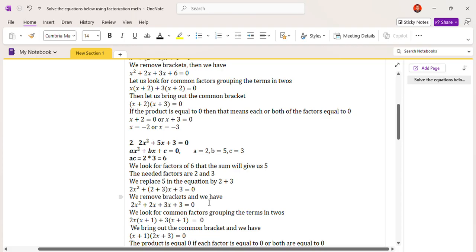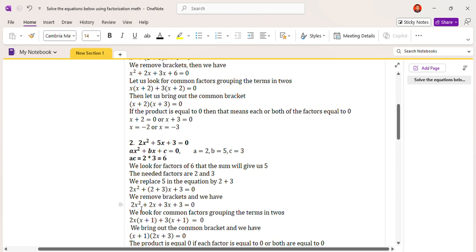So when we remove brackets, we have 2x squared plus 2x plus 3x plus 3 equals 0. Then the next thing we do is look for common factors, grouping the terms in twos. Now we have 2x squared and 2x, and 3x and 3. In 2x squared and 2x, is there anything common? Yes, we have 2x, so we bring it out.